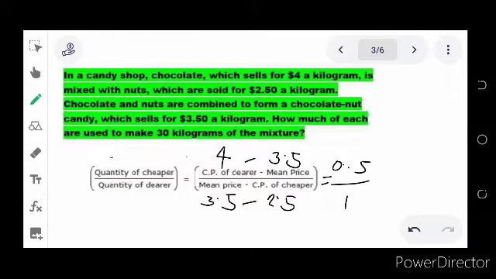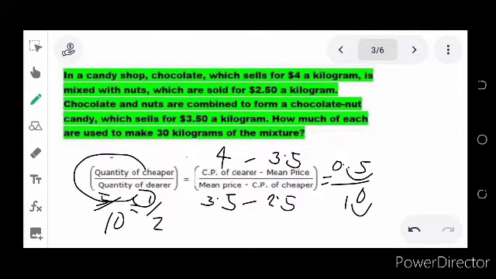Now, to make our work easier, we will skip the decimal part. So move one place. So the ratio actually becomes 5/10, which equals 1/2. That means one part for the cheaper, two parts for the dearer are being combined to get the desired mixture, which is 30 kilograms.